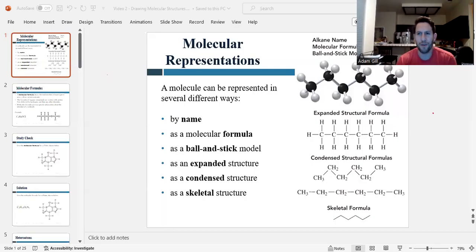Hey everyone. In this video, we're going to be learning how to draw the structure of organic compounds. Now, the structure is not the only piece of information we can use to talk about a particular molecule. There are many different representations of a molecule. You can refer to molecules by their specific name, which we'll learn about in another video, by their molecular formula, a ball and stick model, an expanded structure, a condensed structure, or a skeleton structure. And so we'll look at all of these different methods of drawing in this video.